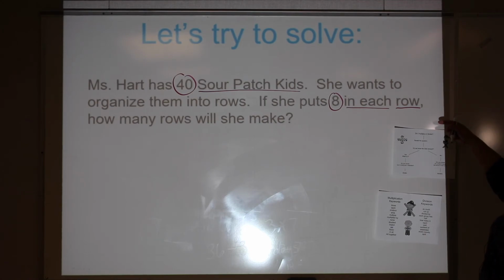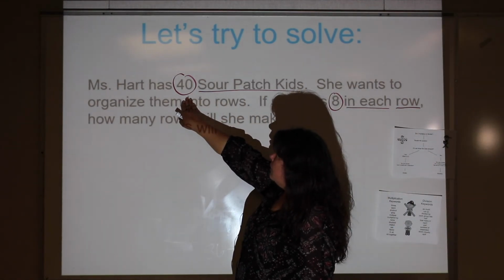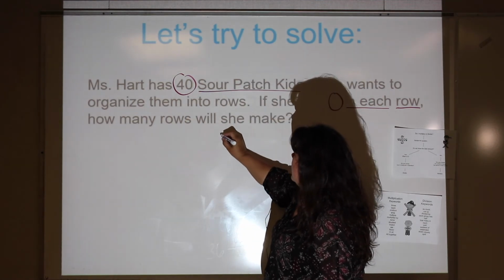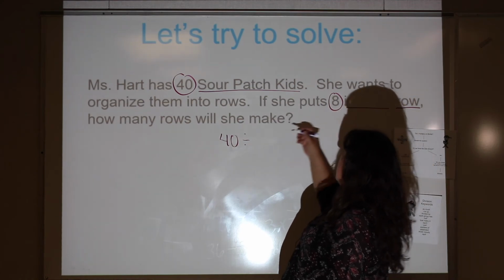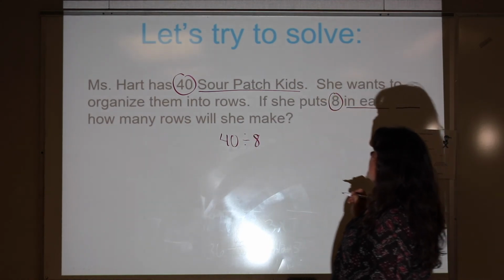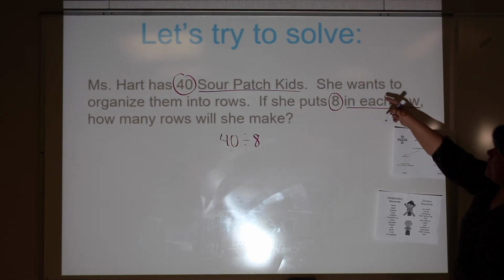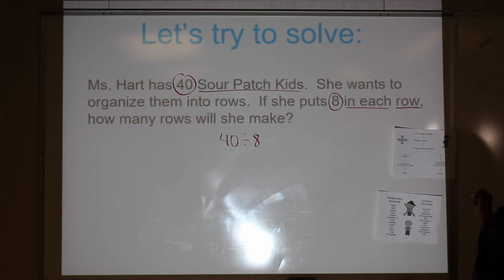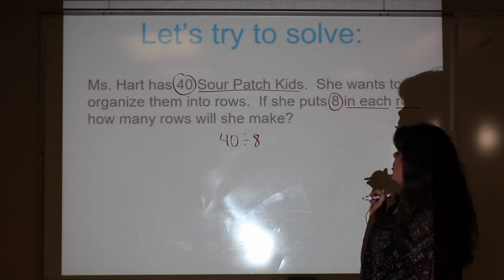Let's go to our multiplication division little chart here. We read the question. Do we know the total amount? Is our first number a total? Yes, it is. So we're going to be dividing, in this case, 40 divided by our 8. Okay, and then we have this once again, that's not helping me when it comes to making my division, but this total helps me know. So how many rows will she end up making?